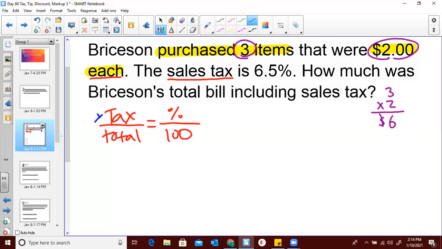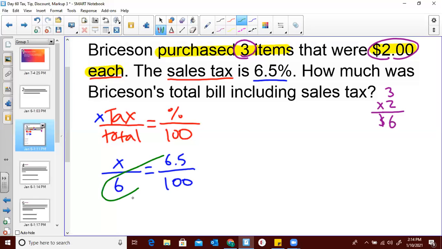So usually our X, our variable, is going to be our tax, tip, discount, or markup. Our total is going to be $6. It gives us our percent of sales tax at 6.5%, and that's always over 100. From here, it's just what we've been doing. You're going to cross multiply the numbers that you can, and then you're going to divide by X's partner. And when you do that, you're going to see that X equals 39 cents.